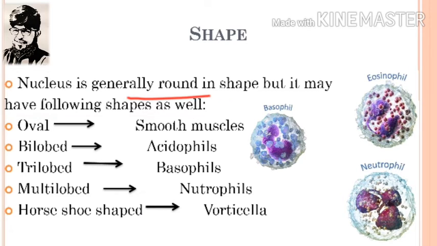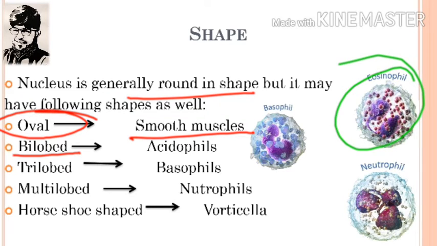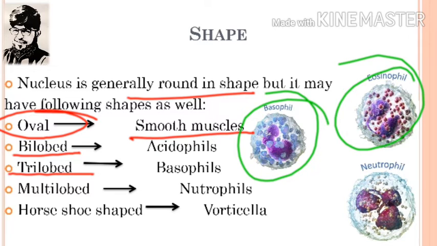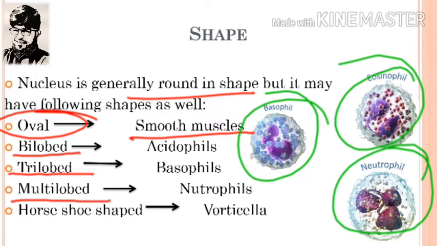Nucleus is generally round in shape, but it may have different shapes as well in different cells. For example, in smooth muscle cells, oval nucleus have been found. In acidophils, there is a bilobed nucleus. In basophils, there is a trilobed nucleus. And in neutrophils, there is a multilobed nucleus. And in a verticilla cell, horseshoe-shaped nucleus has been found.